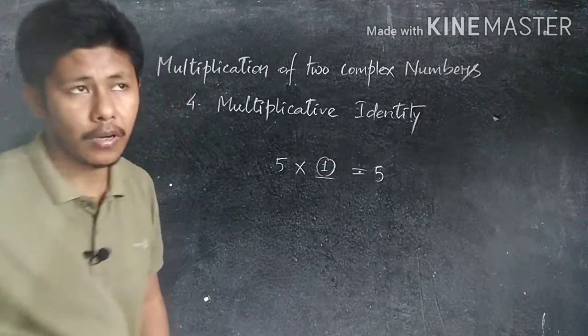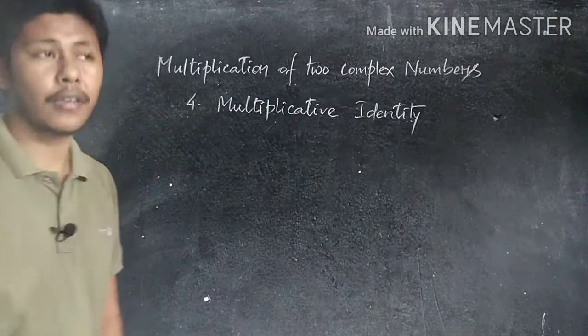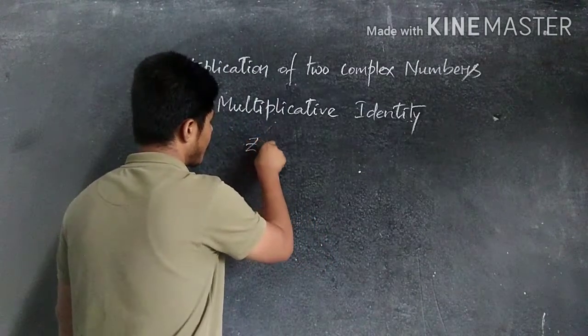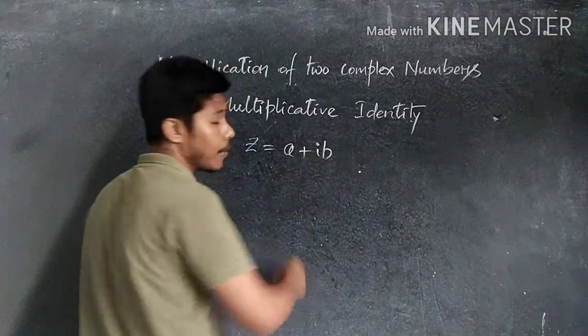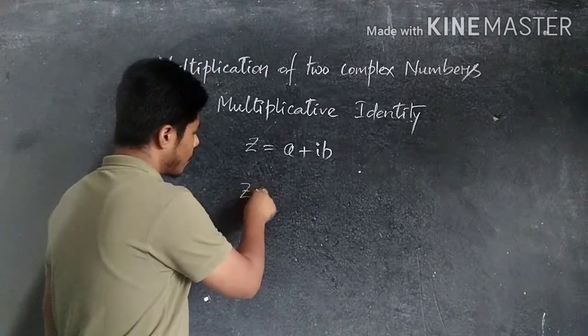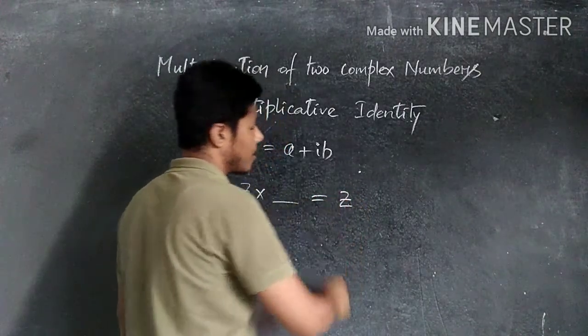I think all of you understood this one. So this one is for real numbers. In case of complex numbers, what do you have to multiply? Now let's see. Suppose we consider a complex number z equals a plus ib. So here the condition is that we have to multiply by a number in such a way that we get z itself.